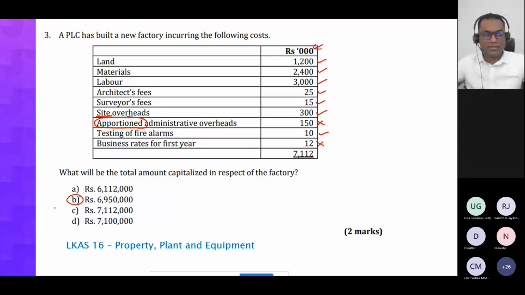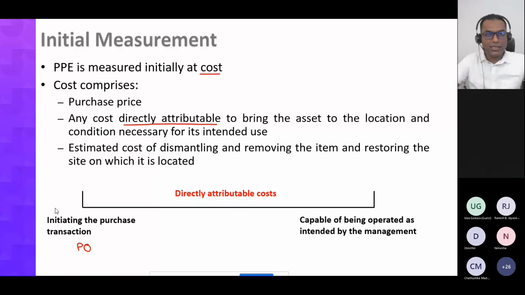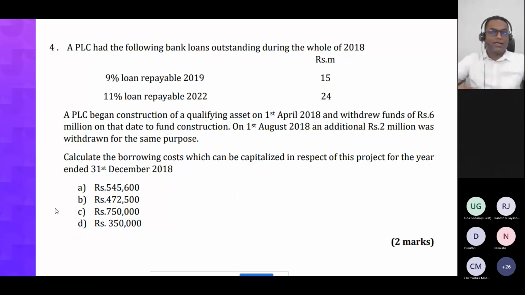Are we clear? I hope you understood again. Right, let's move on. Okay, we discussed this. Right, question number 4. Read the question by your own first and tell me what is the area in which this is tested. This is a very simple one to tell that the area. Okay, tell me.